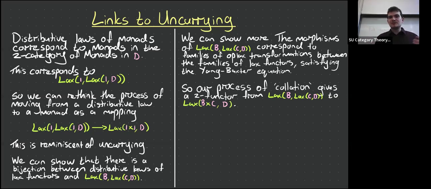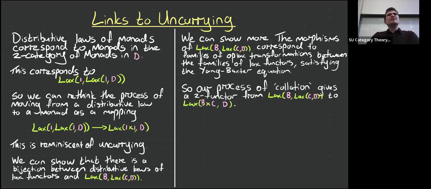So this process of collation is giving us a 2-functor from Lax B, Lax C, D into Lax B cross C to D. Isn't that currying? I mean, it's uncurrying, I think. Why don't you call it uncurrying? Oh, because currying is what's usually referred to in the other direction. I think he's saying, why do we call it collation and not uncurrying? Oh, sorry, I see what you're saying.